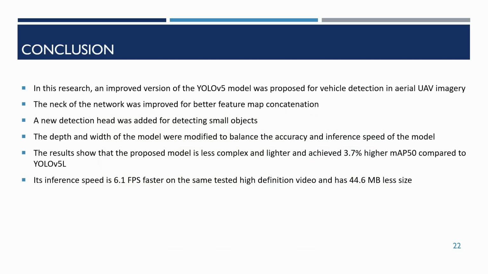The results show that the proposed model is less complex and lighter and achieved 3.7% higher mean average precision 50 compared to YOLOv5L. Its inference speed is also higher, which is 6.1 frames per second faster on the same tested high definition video, and it has 44.6 megabytes of model size.